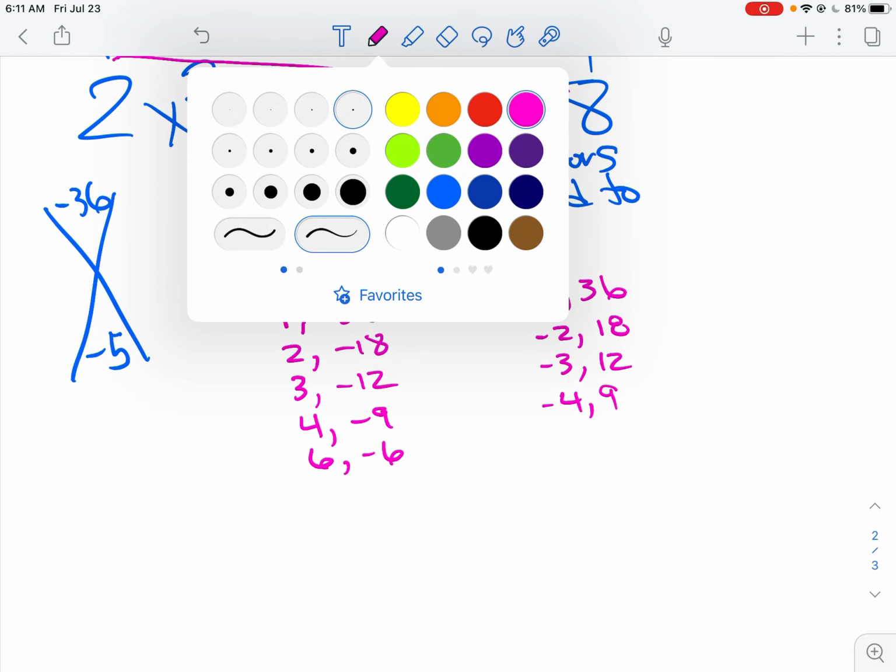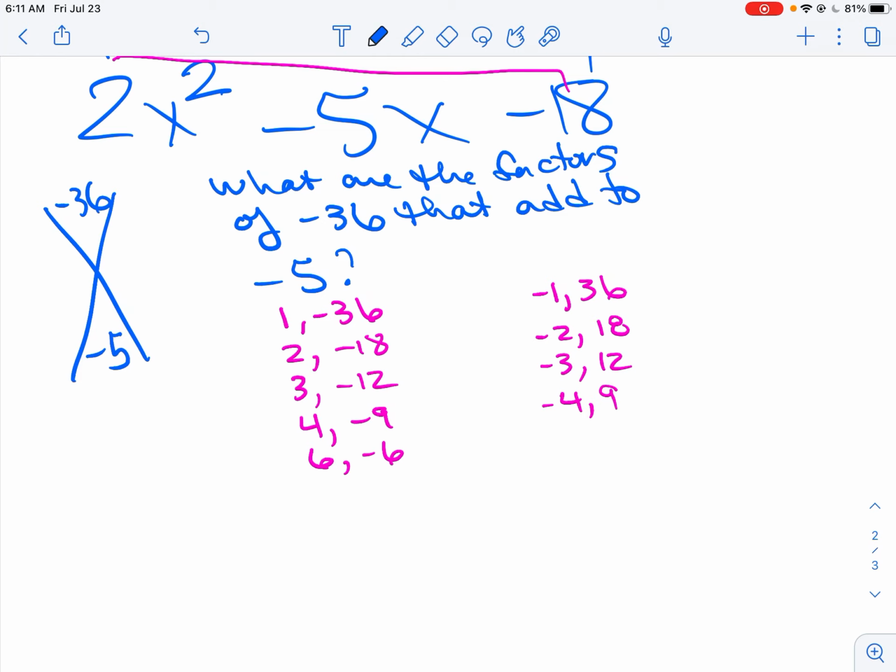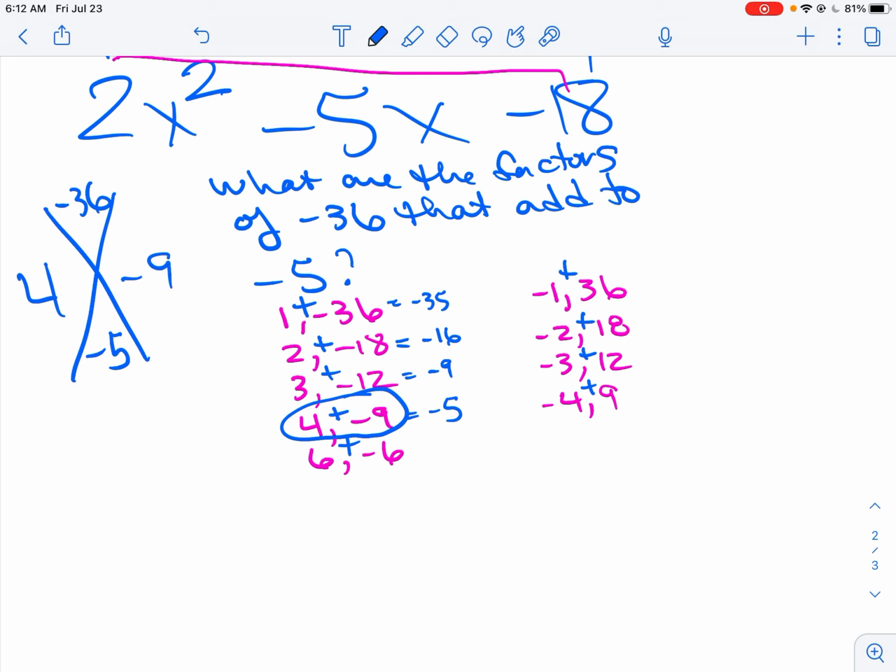So now we need to figure out which ones, when we add them together, are going to come up with negative 5. So I would add all of these together. Now, you don't really have to add every single one of them. Some of you are like, oh, I see it off the top of my head. Well, then go straight to it. It doesn't matter. If I add these two together, I get negative 35. I add these two together, I get negative 16. This would be negative 9. Oh, look at that. That's negative 5. So these are the two that I would be using. So 4 and negative 9. Does it matter which order you put the 4 and the negative 9? No. I just put it in the same order I wrote it before. It doesn't matter.